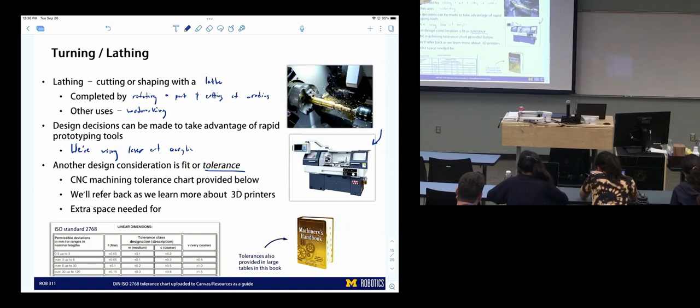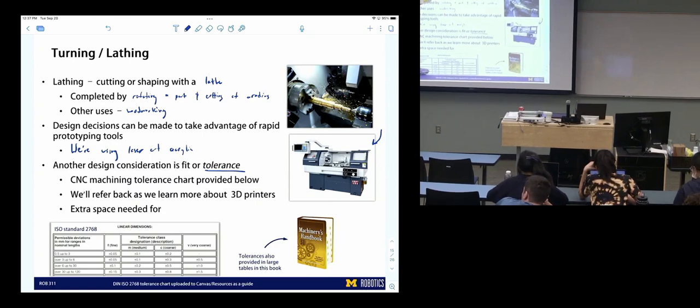And this is for linear dimensions. So this is like translation up to 3 millimeters, I think. This is up to 6 millimeters. What this is saying is any dimension that's between 0.5 millimeters and 3 millimeters, depending on the tolerance class, fine, medium, coarse, very coarse, has an allowable amount of millimeters of error. And the machinists that we use, this fine class.